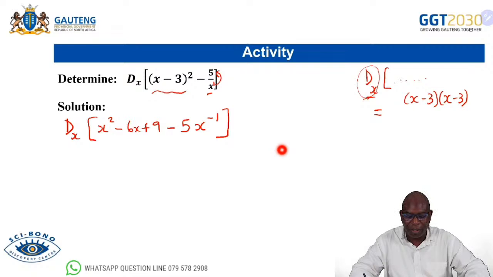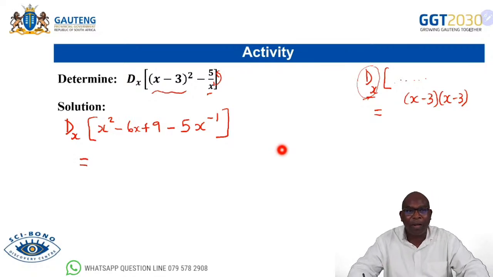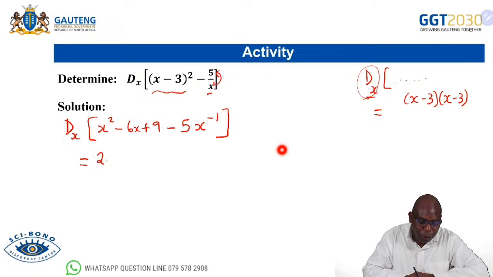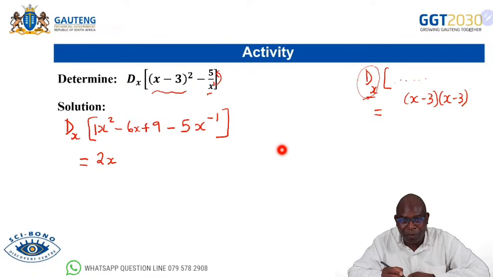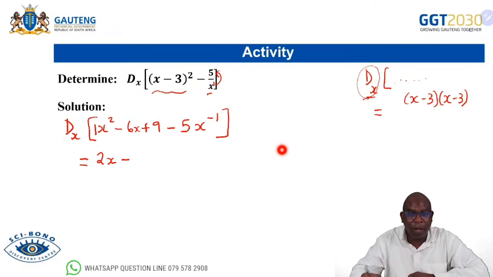So let's differentiate. When I differentiate now, I'm going to write equals. I no longer write d of x, but before I differentiate, the d of x will still remain there. Now let's differentiate. 2x squared will be 2x. Remember, we multiply the 2 by the coefficient of x, and we subtract 1 from the power, so we're left with x to the power 1.